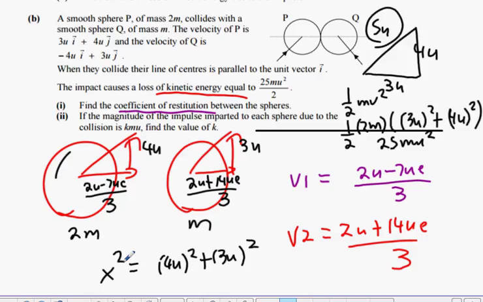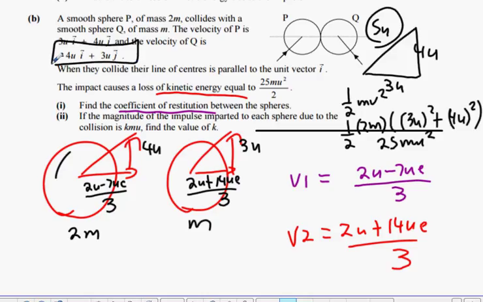Great, yeah? Now that's cleared up. We do the same thing for this one here. But lucky for us, it's exactly the same numbers. Would you agree with that? It's 3 and 4. So it's 4 across, 3 up. Once again, it's going to be a hypotenuse of 5u.